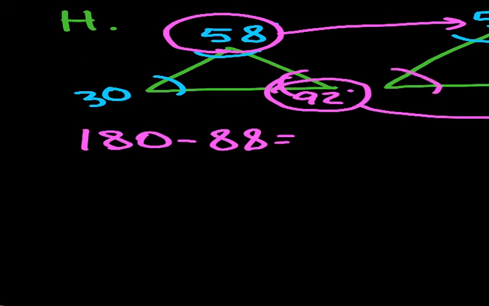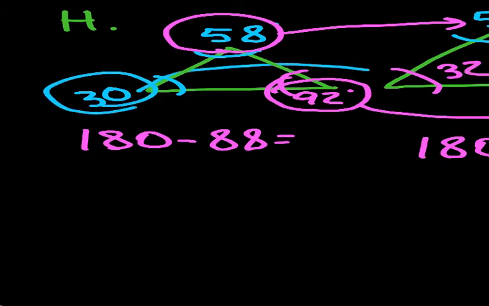All right, so for this one, you add up 58 and 90, which gives you 148. And then 180 minus 148 gives you 32. So as you can see, this one is also not congruent to this one. Therefore, these are not similar, so H is your answer.